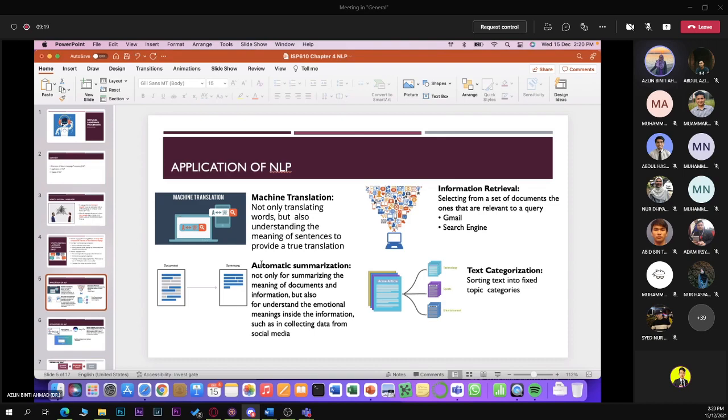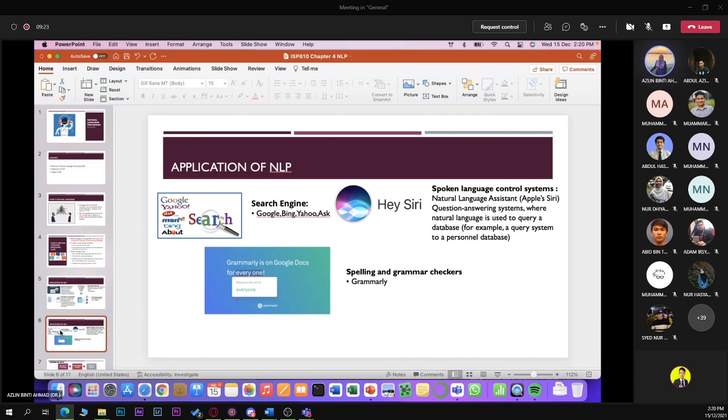Text categorization pun dah ada orang buat pakai clustering. Okay, so those are the applications. Yang Yaya cakap tadi tu more on FYP punya projects, but kalau dekat luar, I think more than that lah. There are various numbers and various types of solutions, projects that has been done in this NLP area.